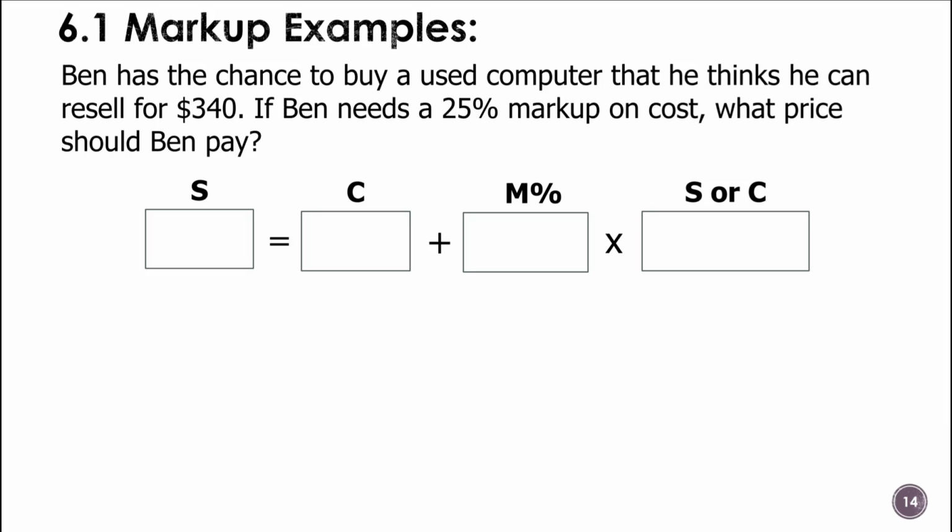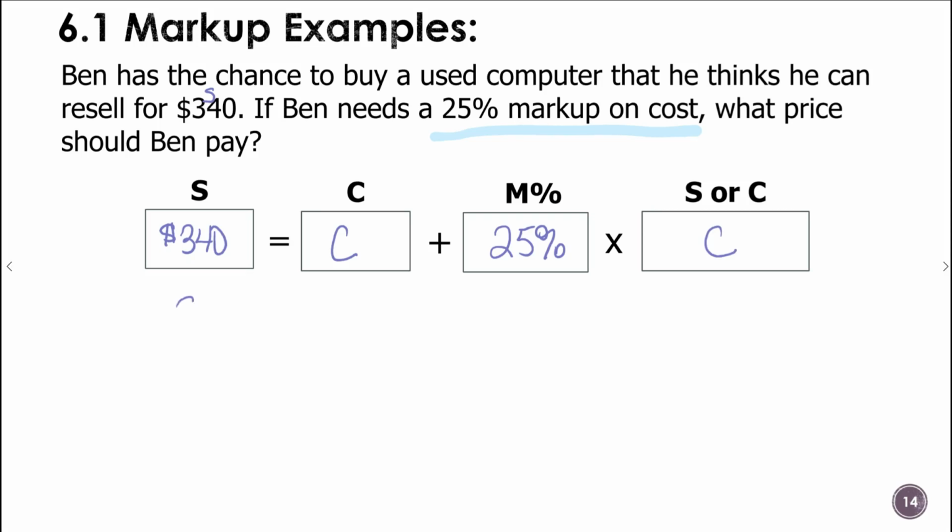Ben has the chance to buy a used computer that he thinks he can resell for $340. So right off the bat it tells us that he's going to resell it for $340. So we know selling price, right? And then it says if Ben needs a 25% markup on cost, what price should Ben pay? We're looking for cost, so we don't know cost. My markup is on cost, so we're going to have a C in this slot also.